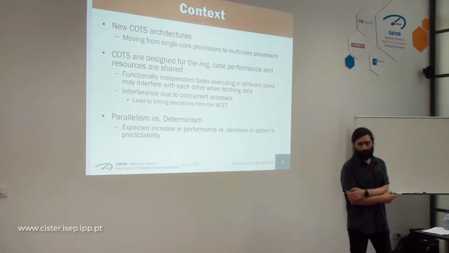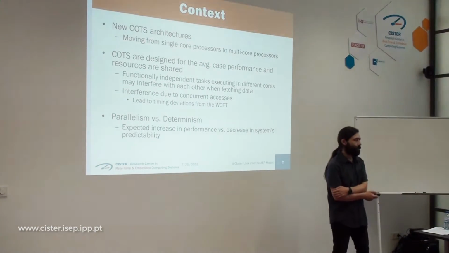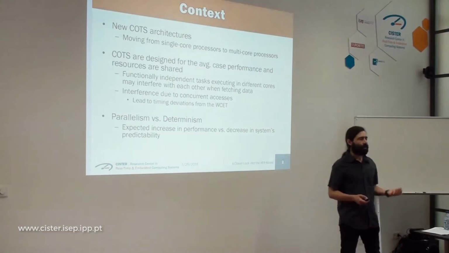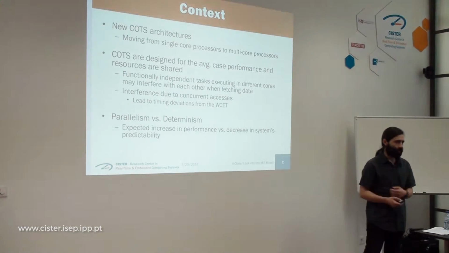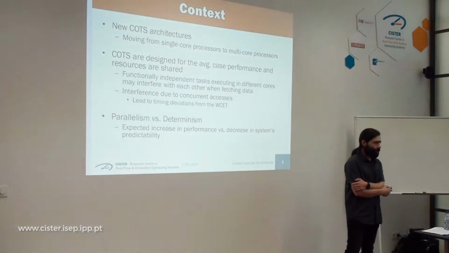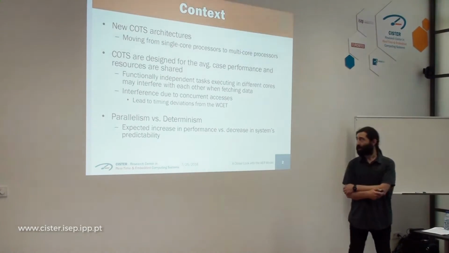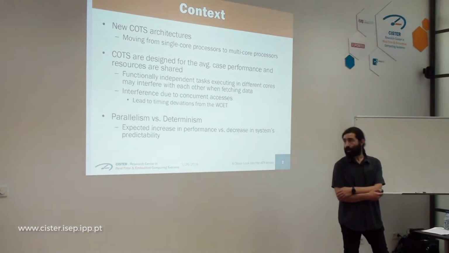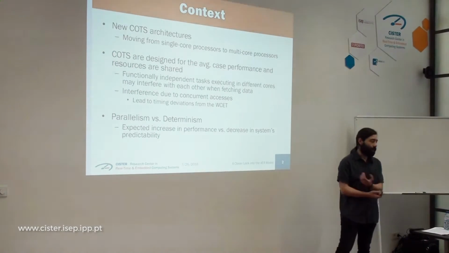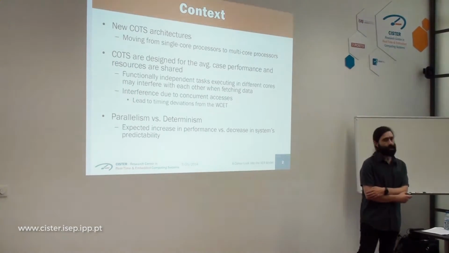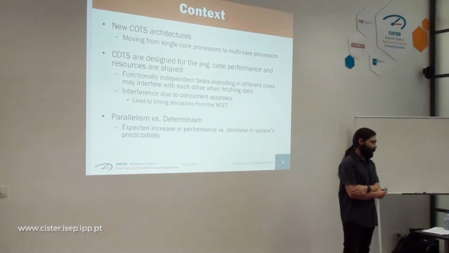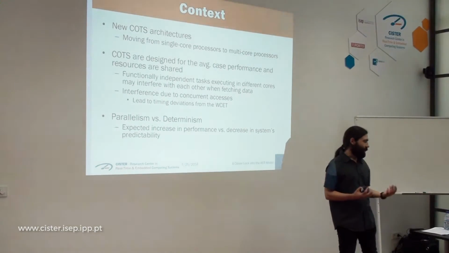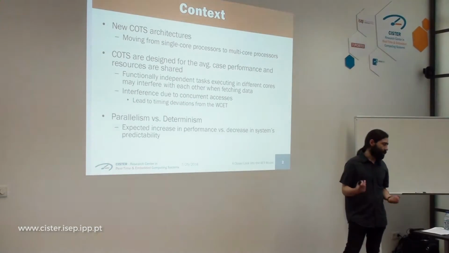So the context for this presentation is the new commercial off-the-shelf architectures, which lately we are seeing moving from single processors to multi-core processors. These architectures are designed considering the average case performance, and the resources are shared within the architecture. This is an issue when we are dealing with real-time and embedded systems, because functionally independent tasks executed in different cores may actually interfere with one another when they are fetching data from main memory.